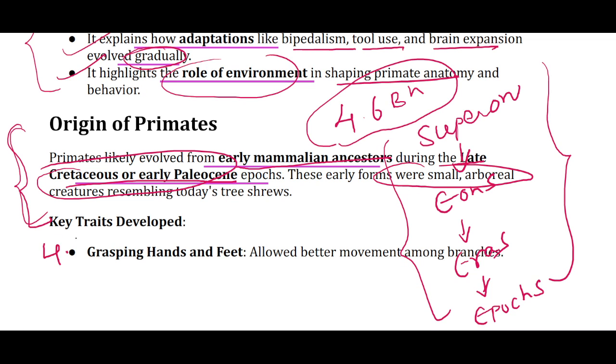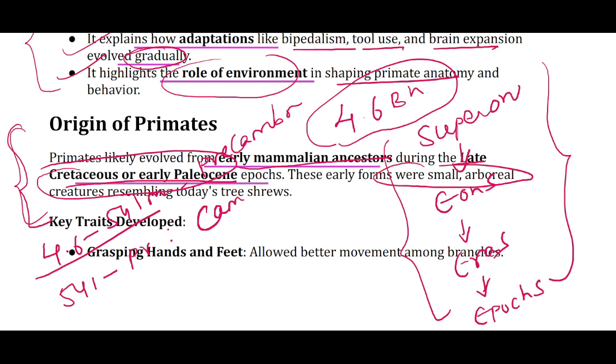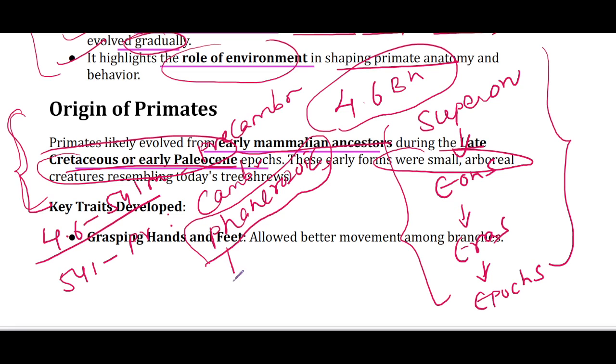Now, from 4.6 billion to 541 million years ago, the supereon was Precambrian. Then from 541 million years to the present, the second supereon is known as Phanerozoic. Now this Phanerozoic eon is divided into three eras: Paleozoic, Mesozoic and Cenozoic. Just like eons are divided into eras, the Phanerozoic eon is divided into Paleozoic, Mesozoic, Cenozoic.